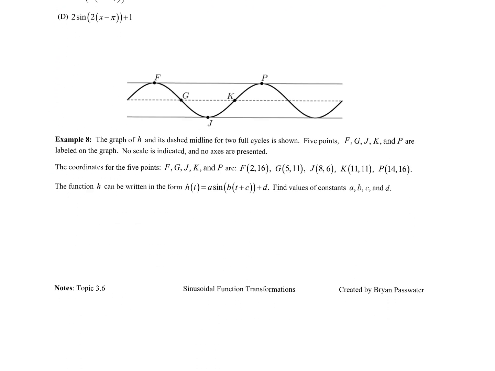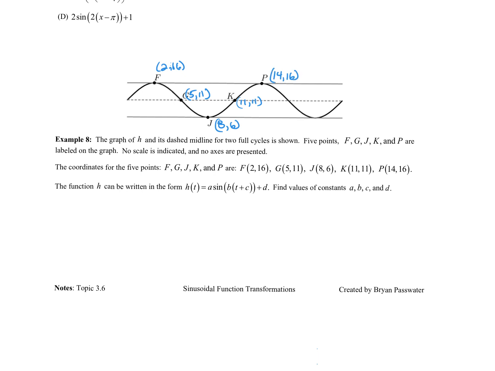All right. On this one, it gives us some ordered pairs. So this F is 2, 16. And this G is 5, 11. I'm putting them up here so I can see them better. This J is 8, 6. K is 11, 11. And then P is 14, 16. All right, cool.